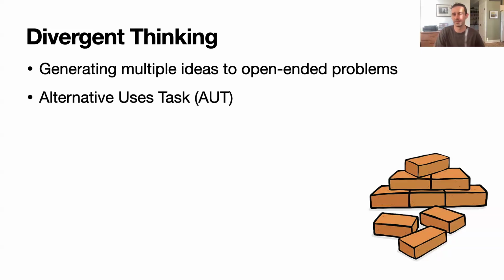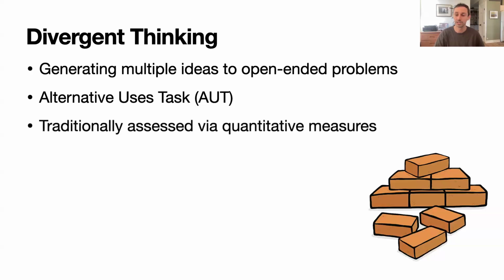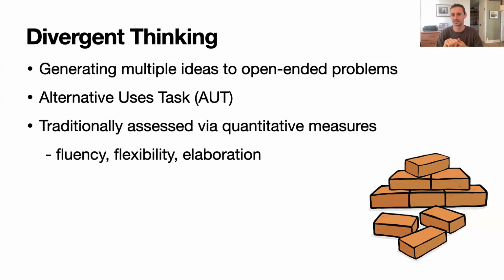And this is most typically measured with the alternative uses task, or the AUT, where I give you an object, let's say a brick, and I say, come up with as many alternative uses for this brick as you can think of. Now, traditionally, in the creativity literature, performance on the AUT has relied on certain quantitative measures, such as the fluency, the number of ideas that you come up with, the flexibility, or the number of distinct categories of ideas that you come up with, and the elaboration. So those are all sort of quantitative measures of idea generation.